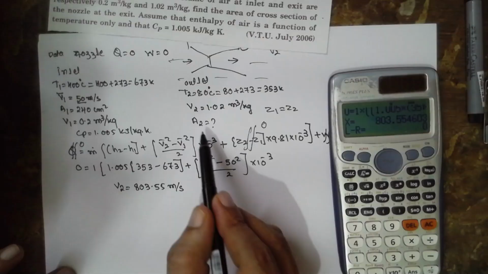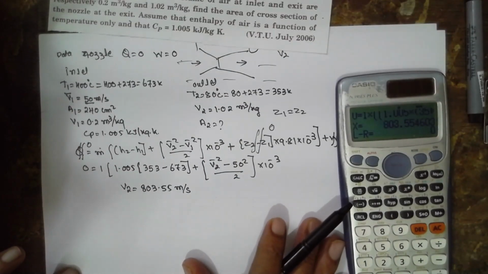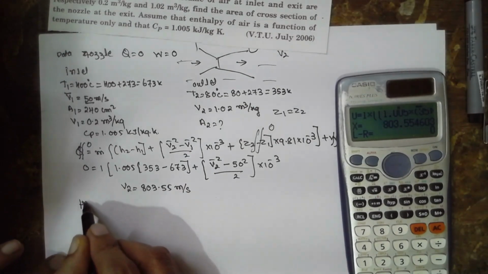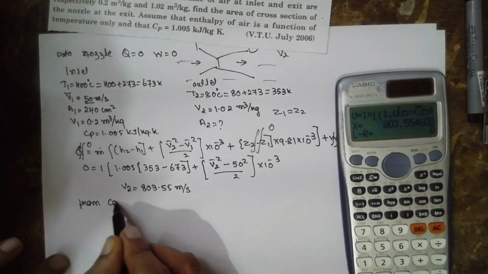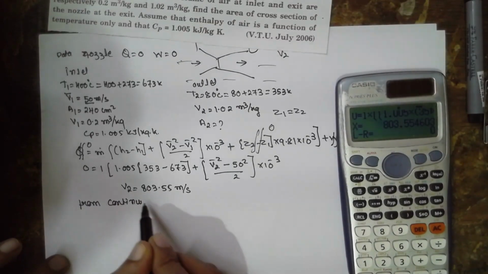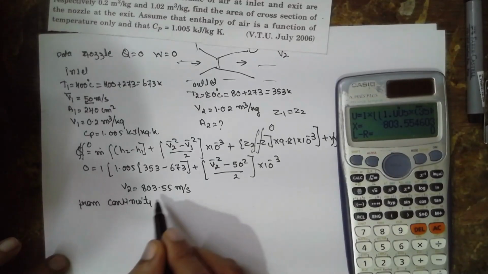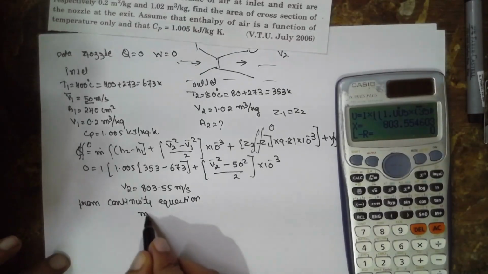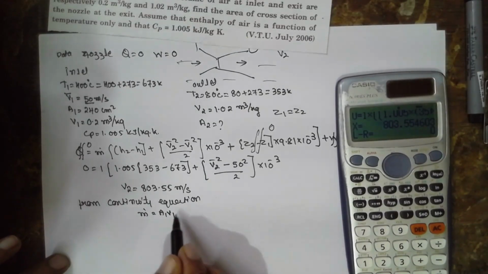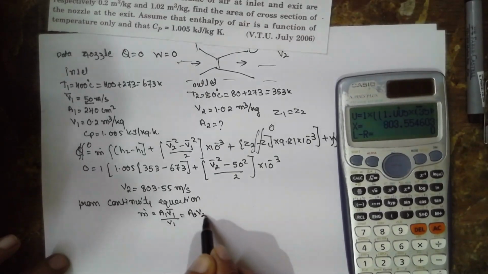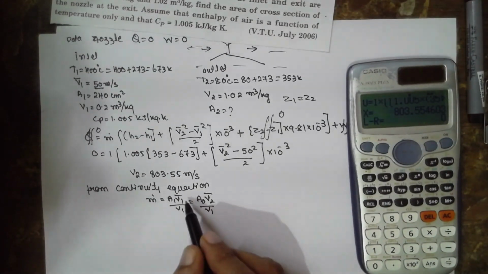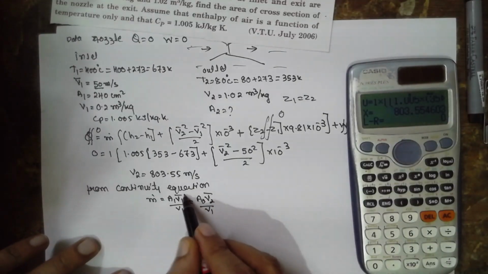After getting the velocity, we need to find out the area. For finding the area at the exit of the nozzle, we have to use the continuity equation. From the continuity equation, m dot is equal to A1 V1 bar divided by v1 is equal to A2 V2 bar divided by v2. Because they are given in terms of area, consider only these two.